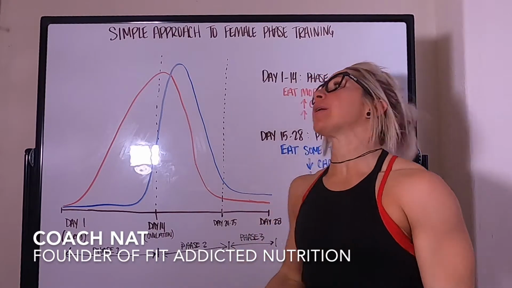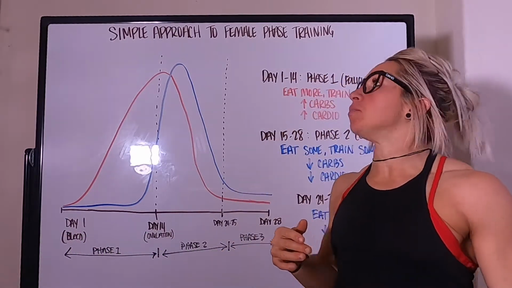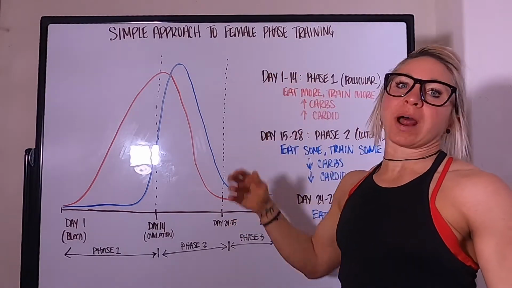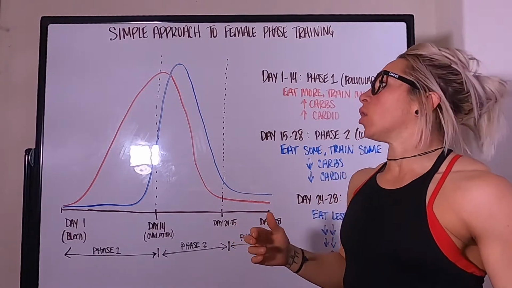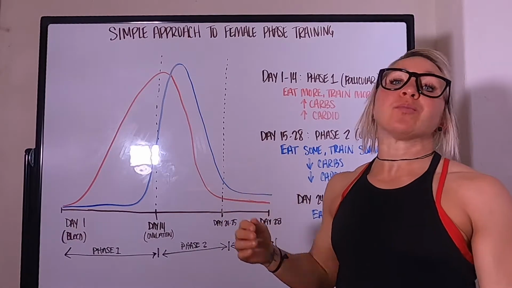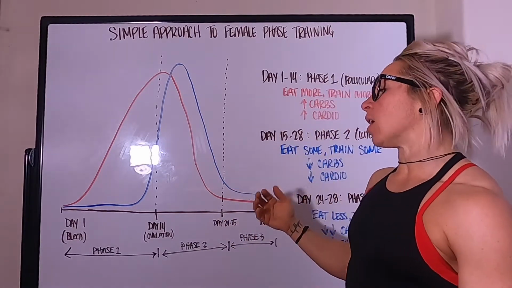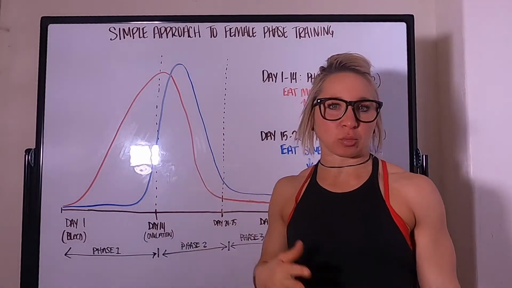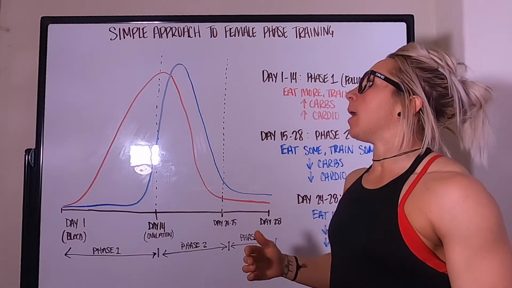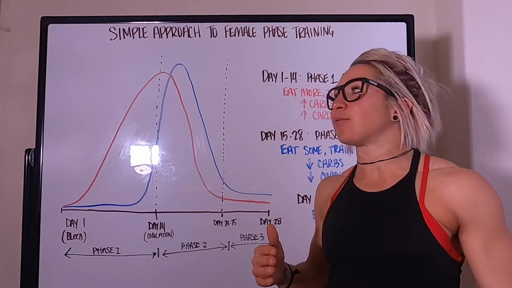And today what we're going to be talking about is, I consider it, the simplest approach to maximizing your fat loss and muscle building capabilities using your menstrual cycle, what I call female phase training. So there's basically different phases in the menstrual cycle. We can break it up into 2 phases, 3 phases, or 4 phases. In this video, we're going to talk about how to break it up into 3 phases, which I think is the simplest approach. But there's also another level that you can take it to that we're not going to talk about in this video.